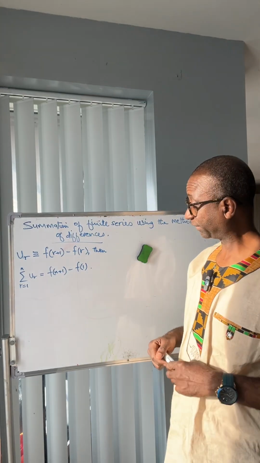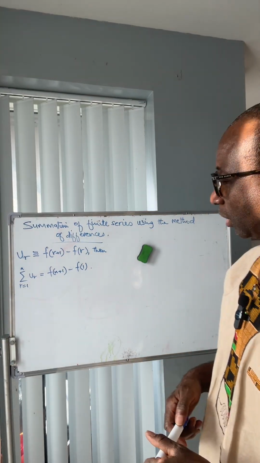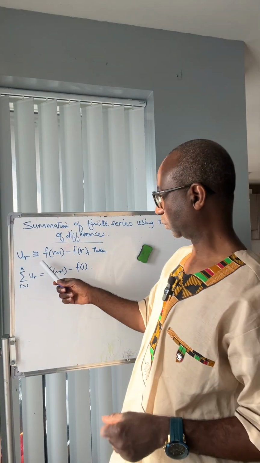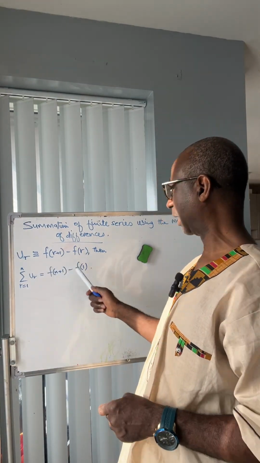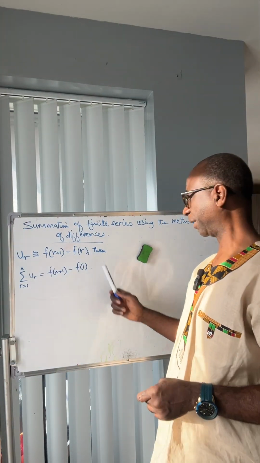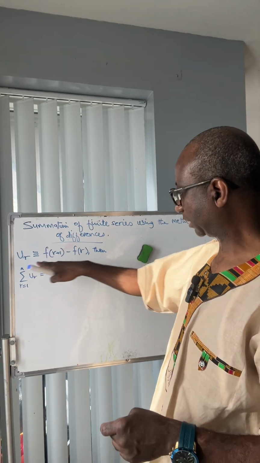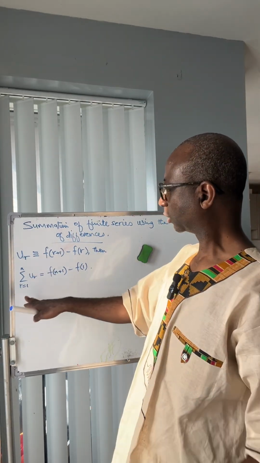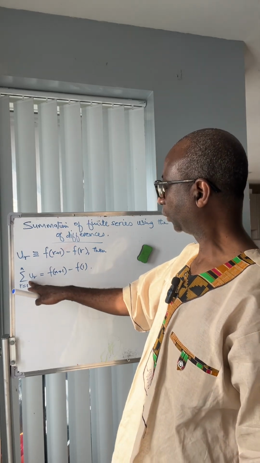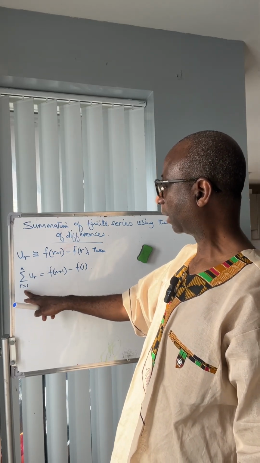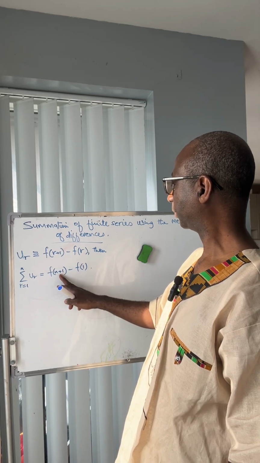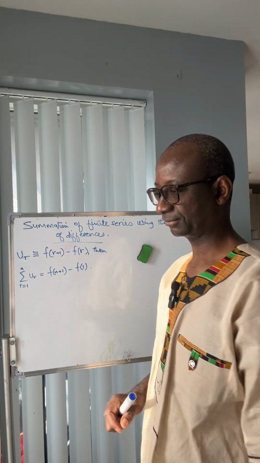The method of differences states that if u sub r is equivalent to f of r plus 1 minus f of r, if this condition is satisfied, then the summation of u sub r from r equals 1 to n is equal to f of n plus 1 minus f of 1.